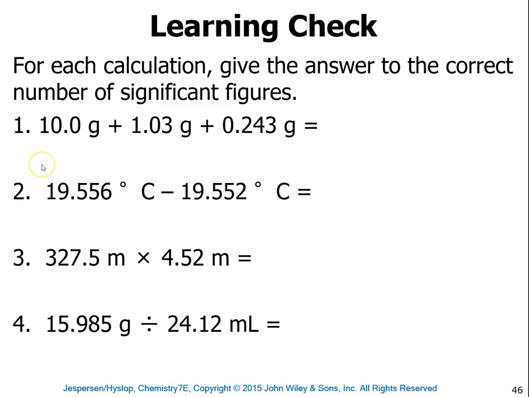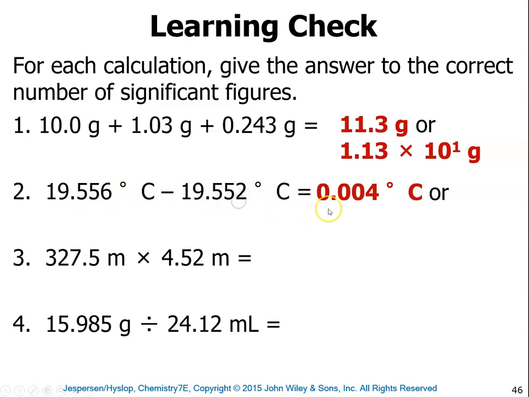in detail as I did for some of the other ones, because we're doing addition, so we look for the least number of decimal places, which is 1. For number 2, we have a subtraction, so we want to keep the number of digits that will give us these 3 decimal places, so that is the answer for number 2.